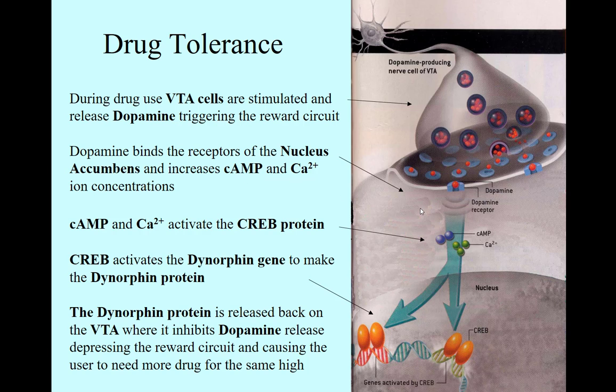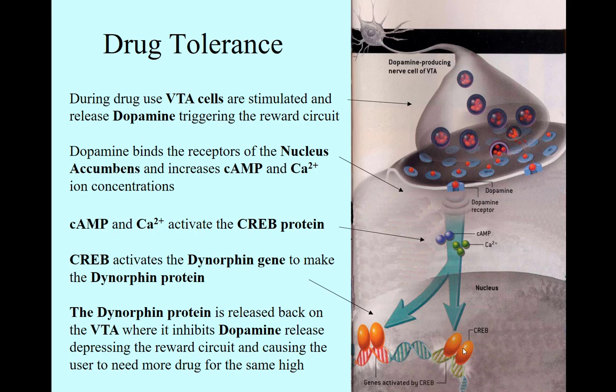So a first messenger is a neurotransmitter that would bind. The second messenger usually happens inside the cell. So here cyclic AMP and calcium are activated now, and they're on the move. And where do they go? They go to activate the CREB protein. So cyclic AMP and calcium activate CREB.